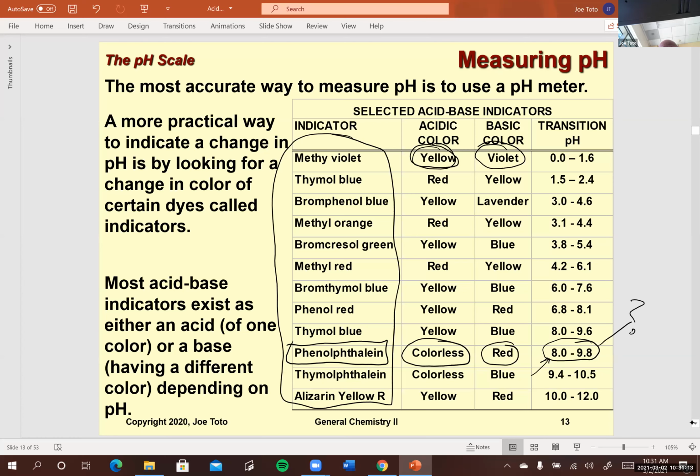No? Not as long as you know the difference between the endpoint and the equivalence point. Yeah, that's true.